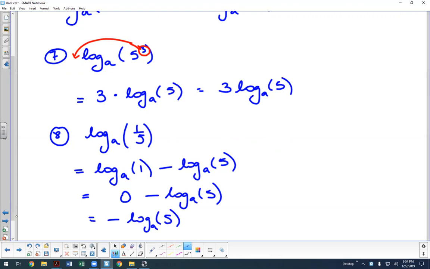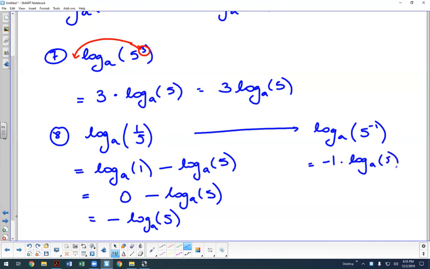So here we're using quotient rule to help us simplify. Now if you wanted to use power rule, you can rewrite that 1/5 as 5 to the power of -1, and if you bring that -1 to the front, you end up getting the same answer. So you can use quotient rule or power rule to simplify this one.